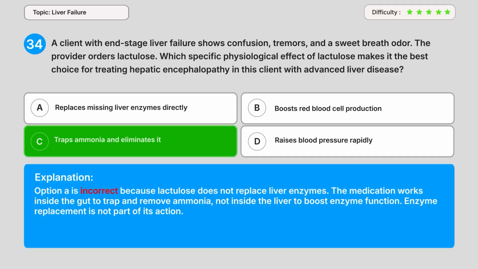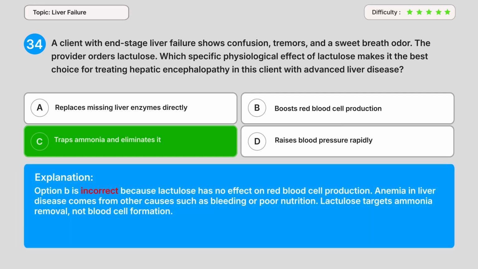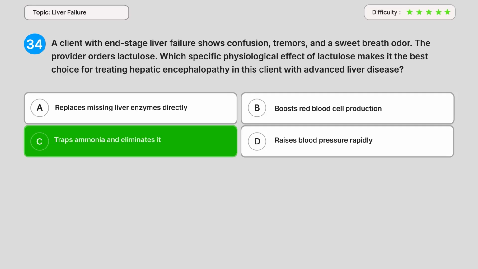Option A is incorrect because lactulose does not replace liver enzymes. The medication works inside the gut to trap and remove ammonia, not inside the liver to boost enzyme function. Enzyme replacement is not part of its action. Option B is incorrect because lactulose has no effect on red blood cell production. Anemia in liver disease comes from other causes such as bleeding or poor nutrition. Lactulose targets ammonia removal, not blood cell formation.